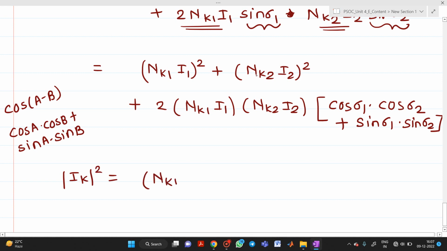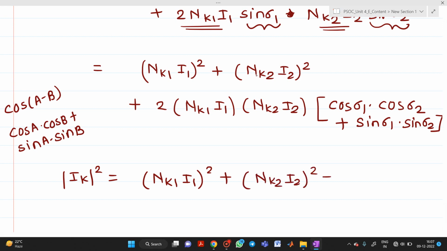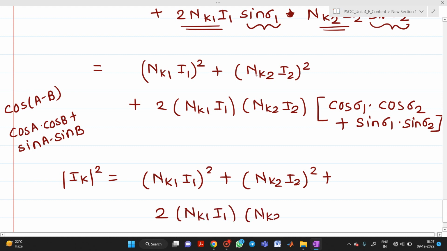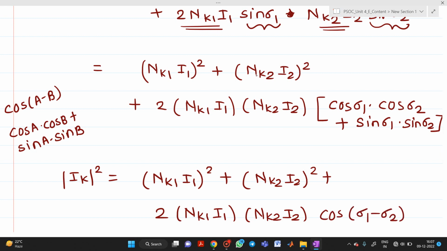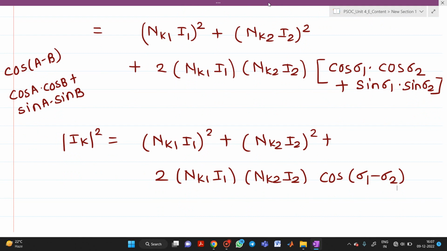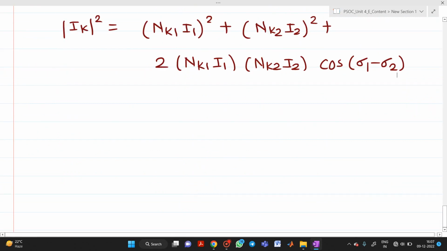Equation: nk1 I1 bracket square plus nk2 into I2 bracket square plus 2 nk1 into I1 nk2 into I2 into cos of A minus B, which means we can say cos of sigma 1 minus sigma 2. Therefore, graphically, in a phasor diagram, we can show it like this.